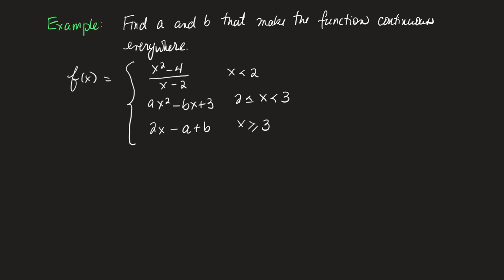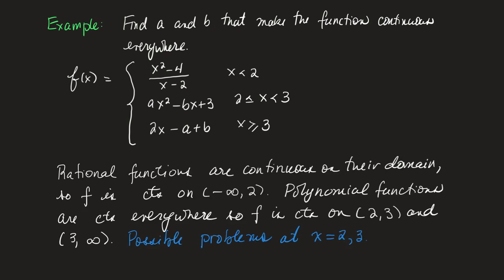So let's first make a note about continuity on the main intervals. I've gone ahead and written that out. Since this is a rational function and rational functions are continuous on their domain, f is continuous on minus infinity to 2, and polynomial functions, which these are, are continuous everywhere. So we know f is continuous on this interval, but possibly not at 2, and it's continuous on 3 to infinity. Where we could have problems, though, are at these breakpoints, x equals 2 and x equals 3. Those are the points that we need to be concerned with.